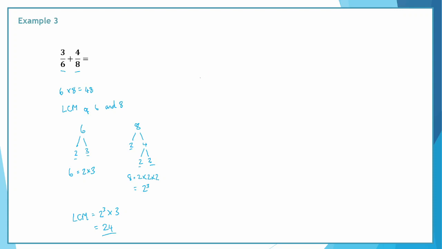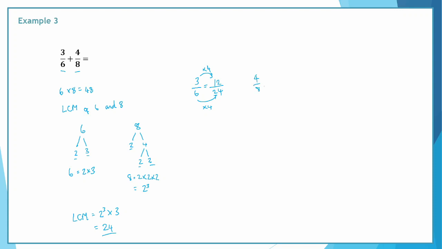So let's go ahead and convert our fractions now. We've got 3 over 6, and we need to put this over 24. So to go from 6 to 24, we need to multiply by 4. So we're going to do that on top as well to give us 12. So that 3 over 6 becomes 12 over 24.